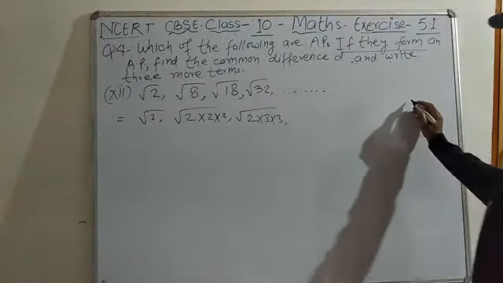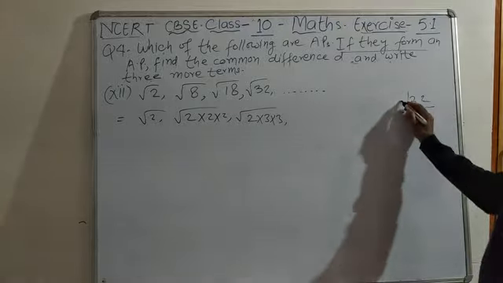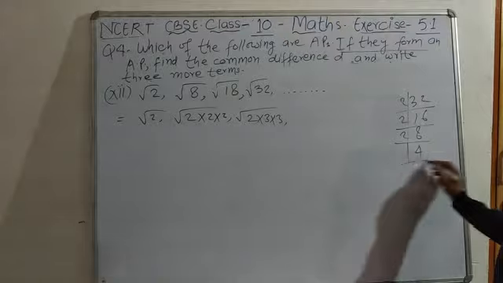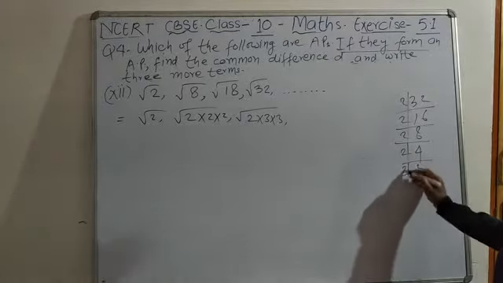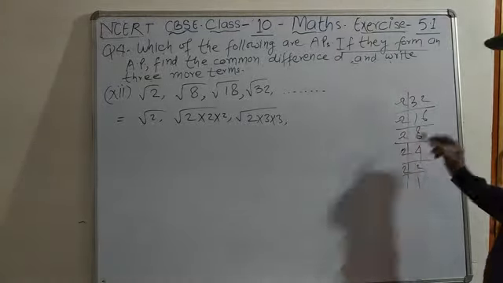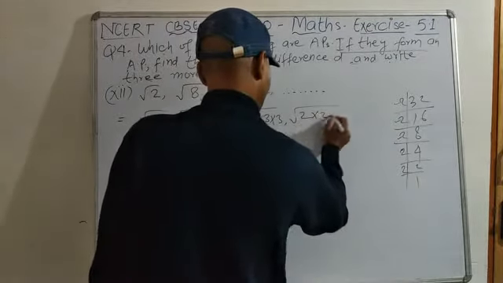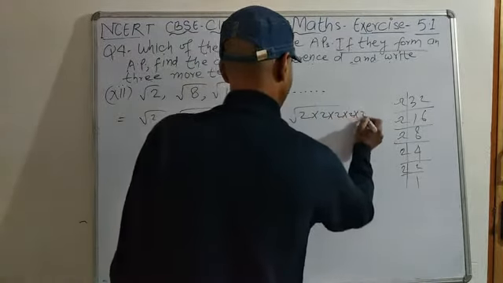And root 32. 32 factorization: 2, 16; 2, 8, 16; 2, 4, 8; 2, 2, 4; 2, 1, 2. 2 is coming 5 times: 1, 2, 3, 4 and 5.